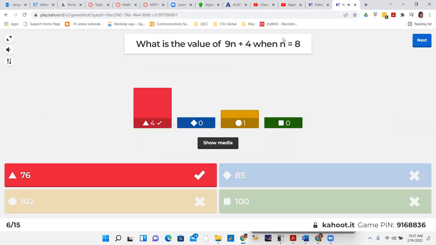All right, another evaluation. So to find the value when n is 8, you're going to put 8 right in there, and that's multiplied by 9, and then plus 4. 9 times 8 is 72, plus 4 gives you 76.